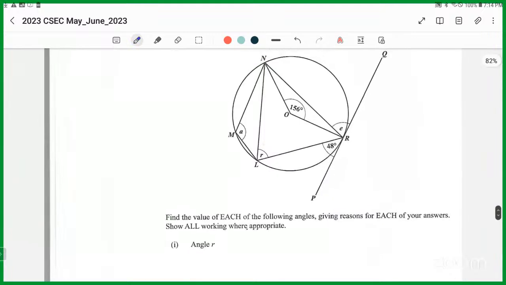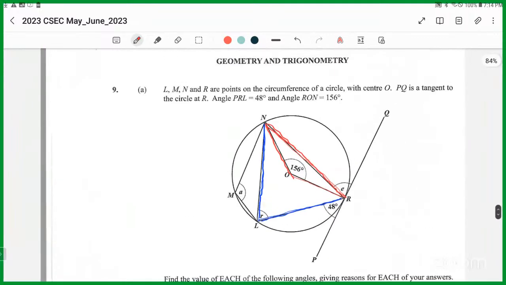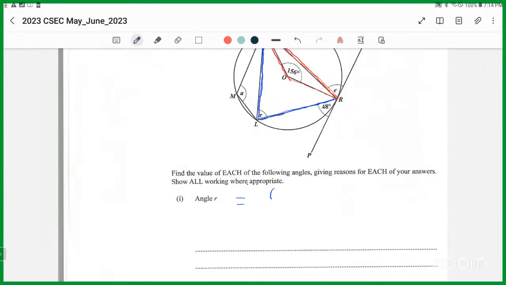The first angle I want is angle R right here. All right. So this angle R, we go back and find what is subtending it. It is being subtended by this red chord. The same chord is subtending 156 at the center. Angle at center is twice angle at circumference. The one at circumference is half 156, right? And I will have center rule. This angle R is equal to half of 156.